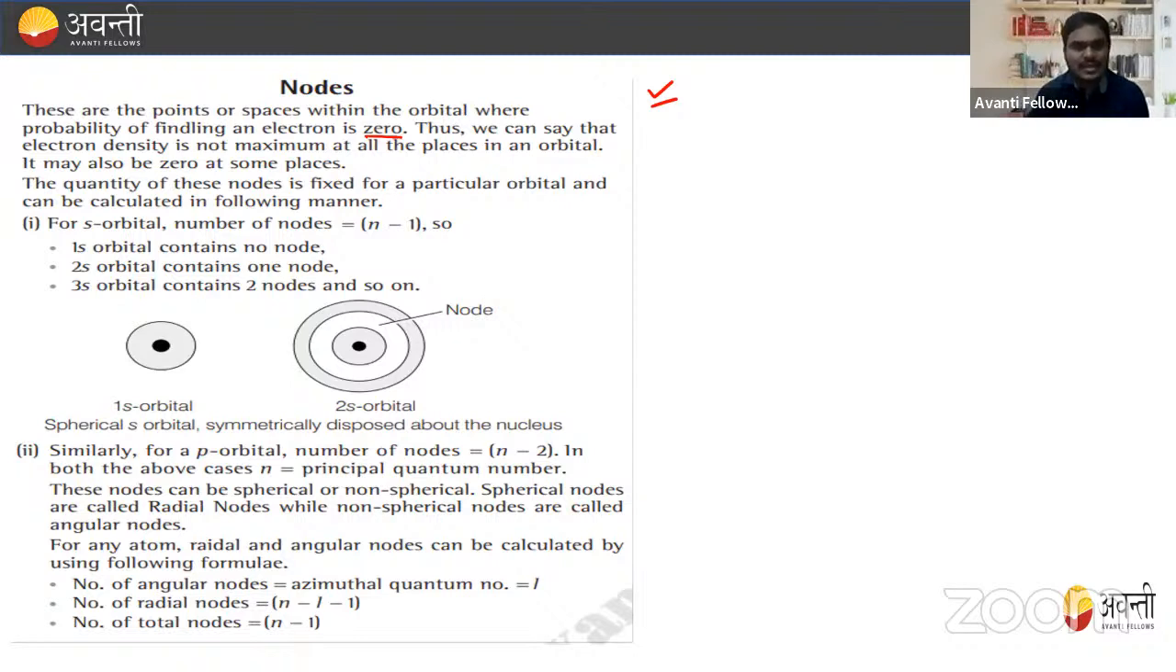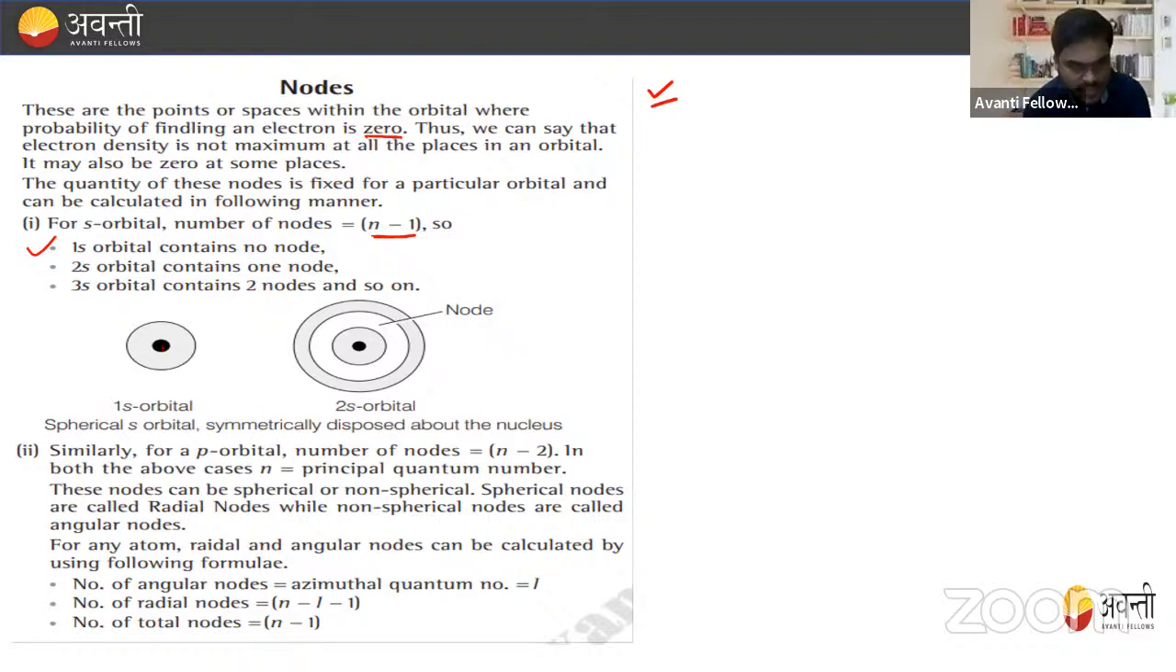Thus we can say that electron density is not maximum at all the places in an orbital. It may also be zero at some places. The number of these nodes is fixed for a particular orbital and can be calculated in the following manner. For s orbitals, the number of nodes is equal to n minus 1. Similarly, the 1s orbital contains no node, because 1 minus 1 is equal to 0. The 2s orbital, that is 2 minus 1, contains one node. The 3s orbital contains two nodes.